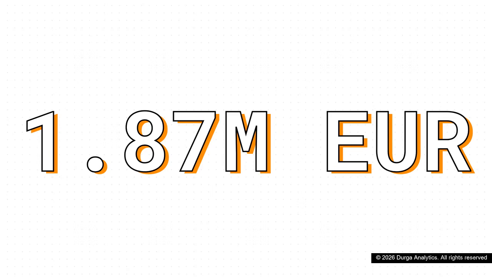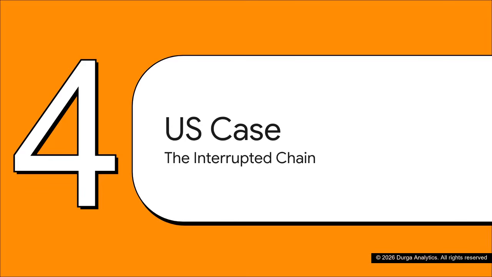But if they had just implemented a simple monthly composition report, a control that costs effectively 0, they would have broken the chain right at link 1. Now, Section 4, the U.S. case. Let's look at the interrupted chain.